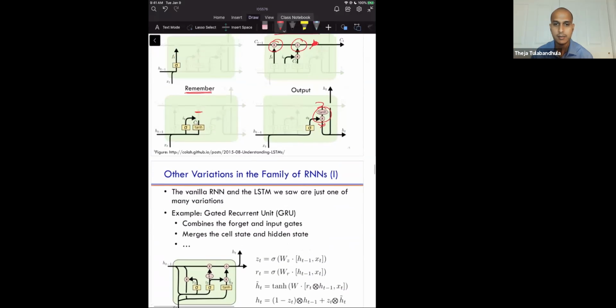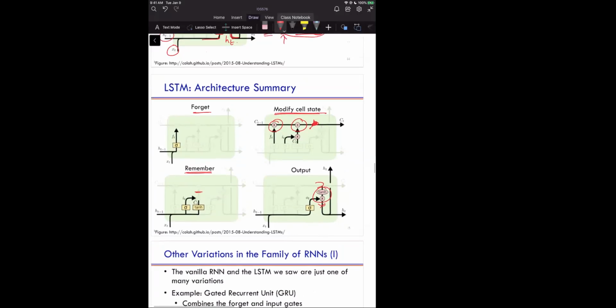Any questions about LSTM? Professor, how would it initiate? How would the first cell be? Because you don't have a prior.